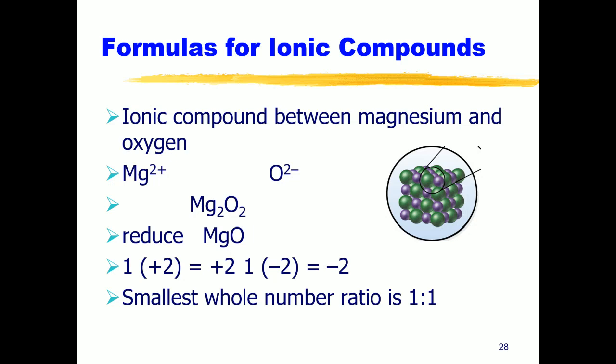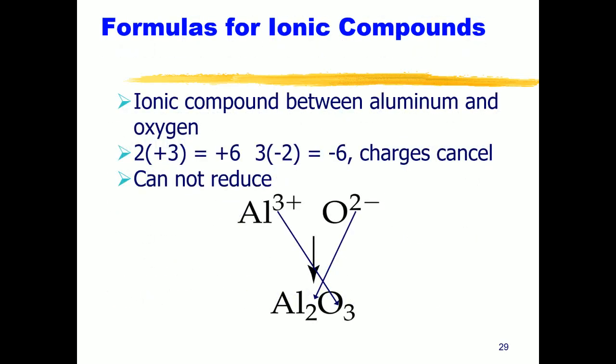All right, so this example here, they did use the cross method here, but notice here we do not get the smallest whole number ratio with this particular example. So if you can reduce it further, go ahead and do so. So here we have a common multiple of 2 that reduces to 1-to-1. All right, this is similar to one of the examples that we did earlier. So we can use the cross method here to quickly get a formula.